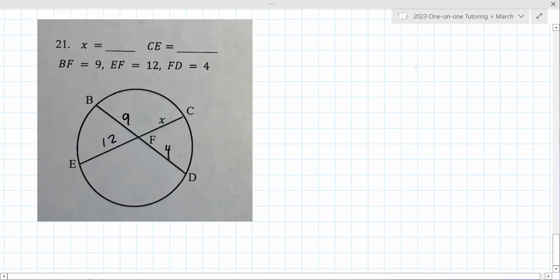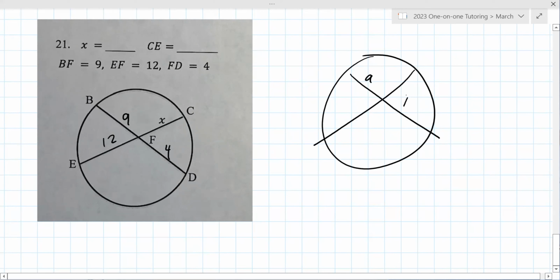So the relationship is if you've got 2 chords in a circle, A, B, C, and D, A times B equals C times D. I don't know why that works, but it just does in these problems. It's kind of a mystery to me that it would work out so nicely. I think it has to do with similar triangles and some stuff like that. But you take 12 times X equals 9 times 4. So 36 divided by 12.